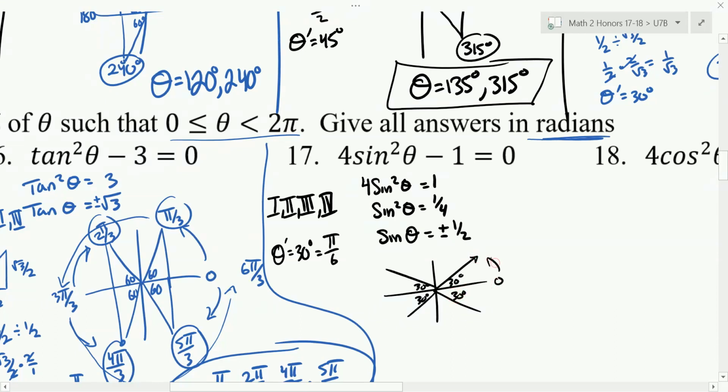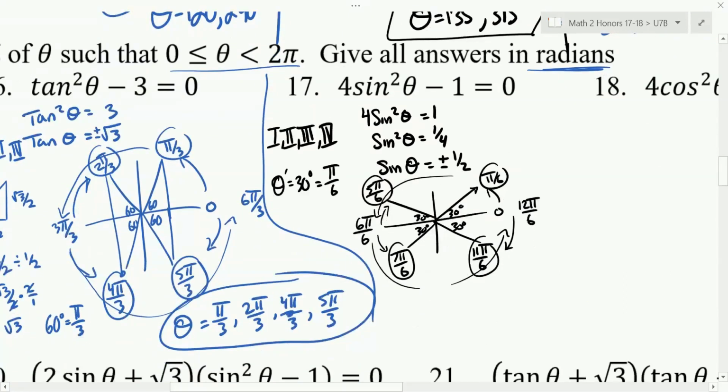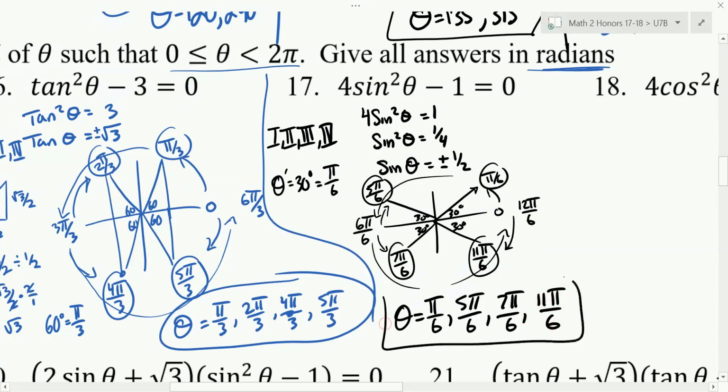So 0 radians, so first place is pi over 6. Go halfway through, and that's 6 pi over 6, which is pi radians. And then go back pi over 6, and you're at 5 pi over 6. Go forward from 6 pi over 6, and you're at 7 pi over 6. Go a full half, and you're from 6 pi over 6, you're at 12 pi over 6. And go back 1, and you're at 11 pi over 6. So those are our 4 locations. Answer is theta is pi over 6, 5 pi over 6, 7 pi over 6, and 11 pi over 6.